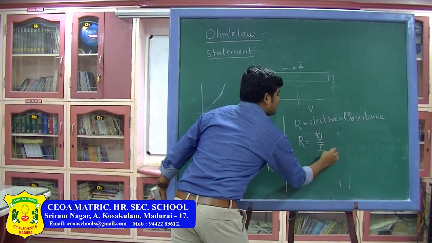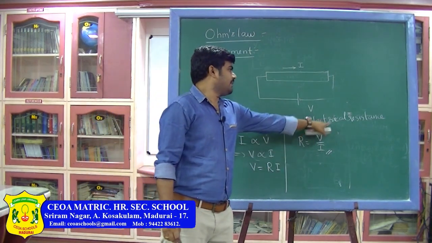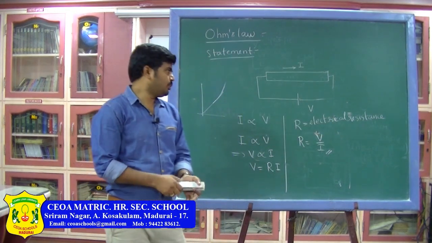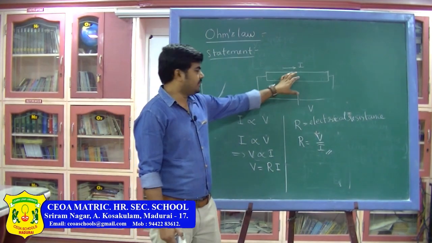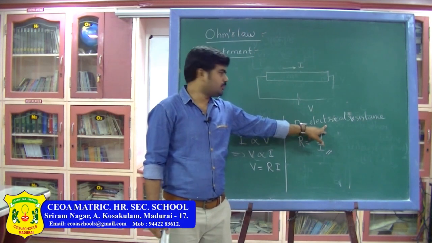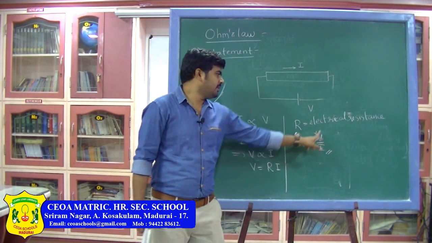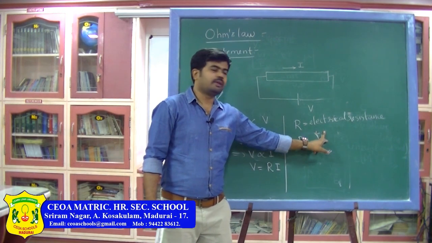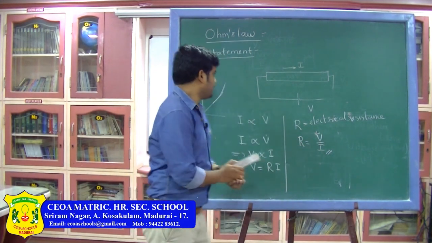Now, let us focus on this term electrical resistance. Electrical resistance means the net opposition to the flow of charge carriers by the material. That property of the material is called electrical resistance, and it is given by the ratio of applied voltage to the current through the conductor. Now, let us discuss more about this electrical resistance.